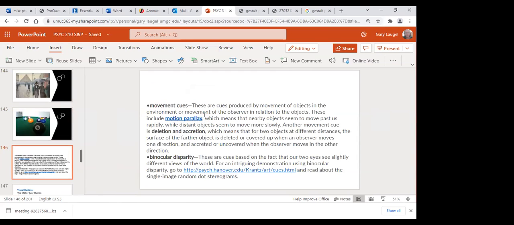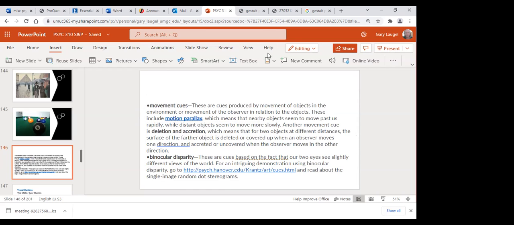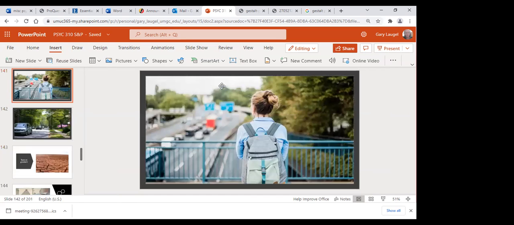And then we have, of course, movement cues, such as motion parallax, right? In other words, nearby objects seem to move past us rapidly, while distant objects appear to move more slowly. So if you're looking at two vehicles and they're both moving at 60 kilometers an hour, the one that's right next to you whizzes past really quickly. But the one that's actually 300 meters away or 600, maybe a kilometer away, looks like it's moving relatively slowly. That's called motion parallax, which we've discussed earlier in our class.